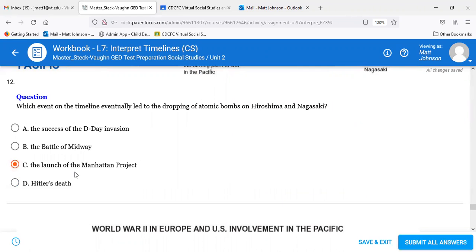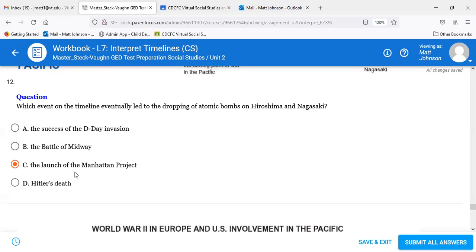And of course, the Manhattan Project was the development of the atomic bomb. And I forget which year it started. I should know this. But it was a joint effort between us and Britain. And it was thousands of people.